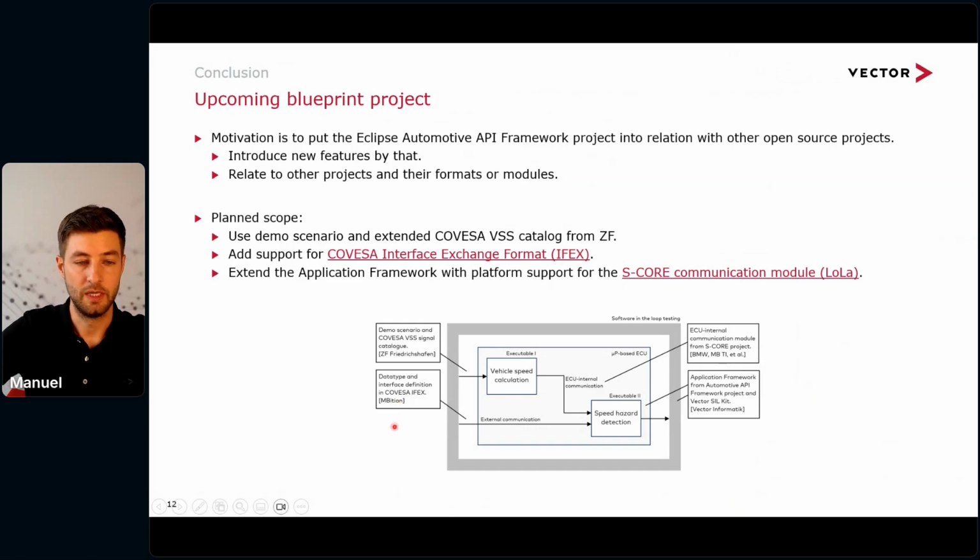Then showing the relation between the Eclipse Automotive API Framework and the Eclipse S-Core project by introducing a platform abstraction module for internal communication based on the S-Core communication module LOLA. And the external communication via Silkit is already available today in the project. So that's the whole blueprint idea complete, and the scenario, as you can see here, illustrates a speed hazard detection scenario. Two modules, and finally deployed in the form of two executables.